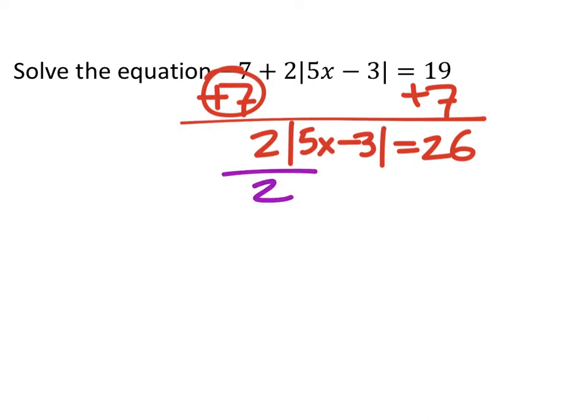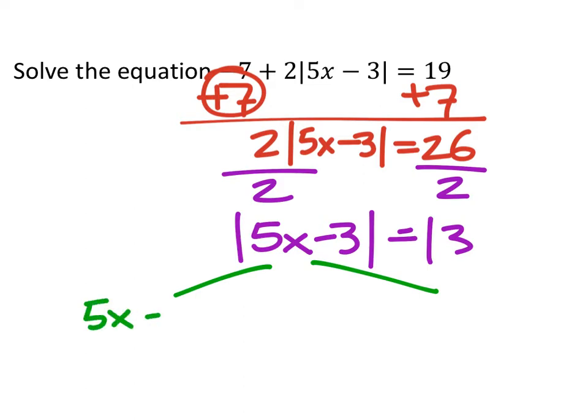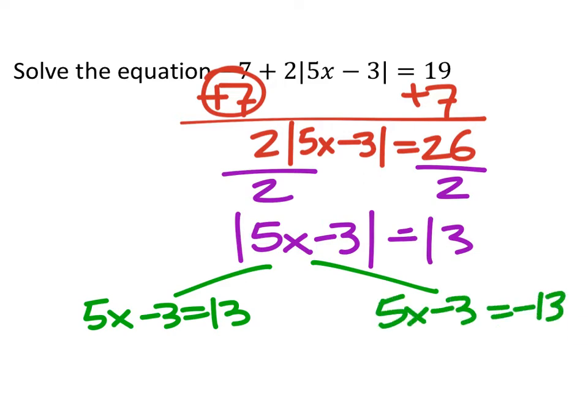Now we'll divide both sides by 2, right, to make that 13 there. So the absolute value of 5x minus 3 needs to equal 13. And yeah, at this point we'll split this up into 2 separate equations. We got 5x minus 3. If it could equal 13, it would be true. But if 5x minus 3 were equal to negative 13, also true.